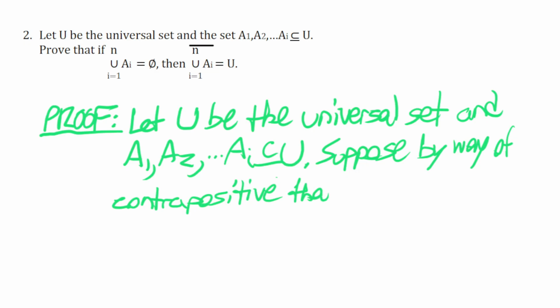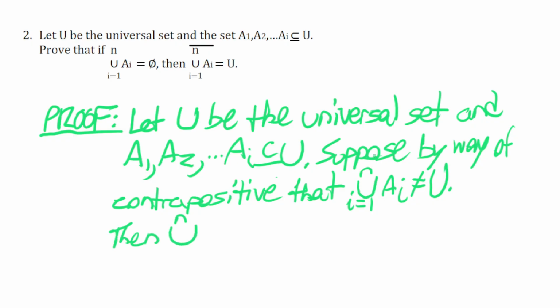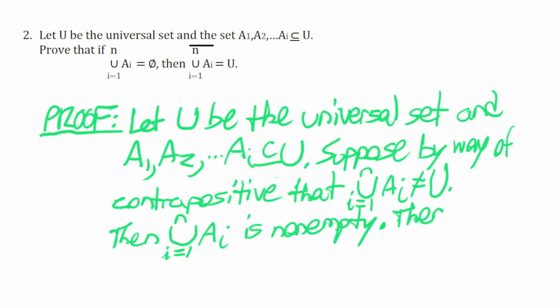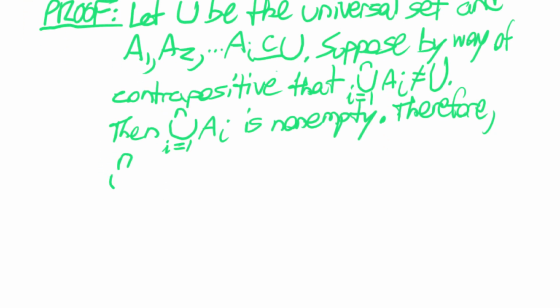that the indexed union of sets AI is not equal to the universal set. So then the indexed union of sets of AI is non-empty. So therefore, the indexed union of sets of AI is not equal to the empty set as desired.